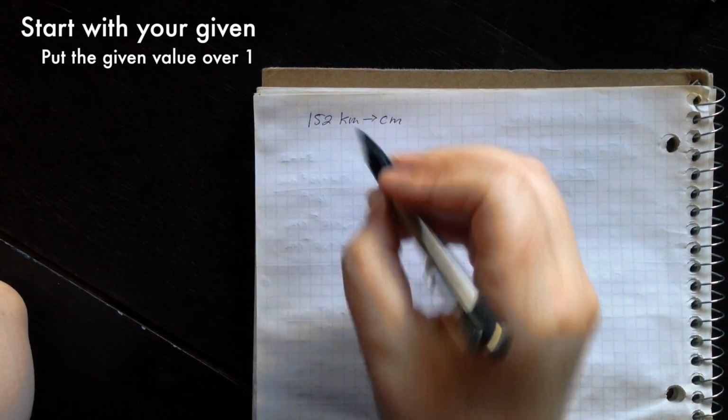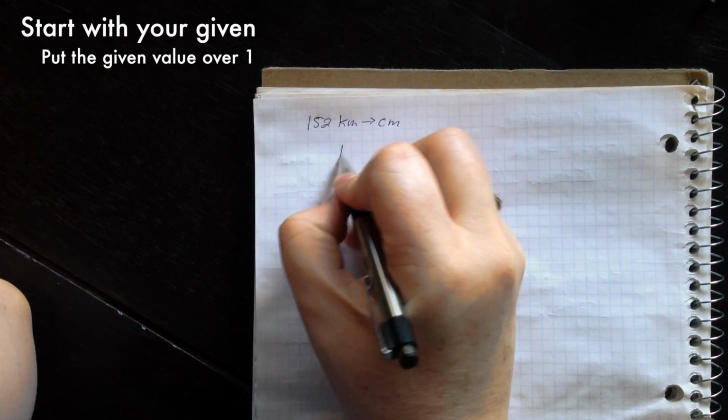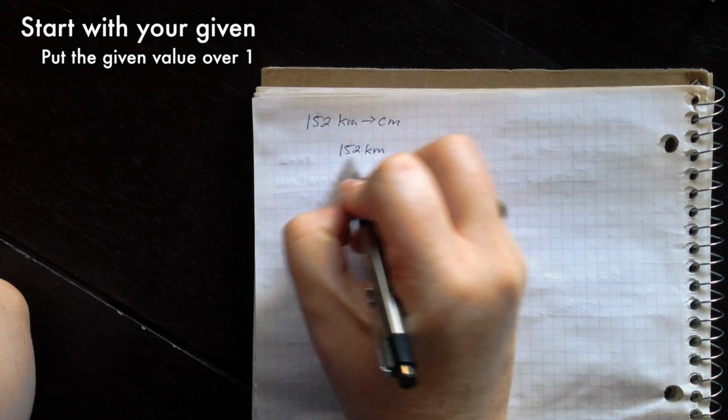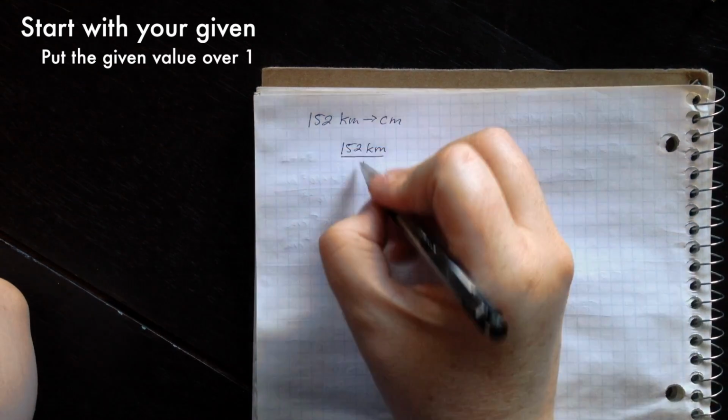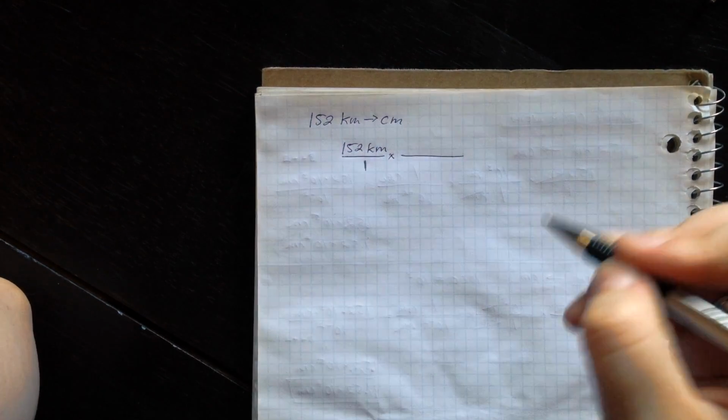When I convert, I want to start with my given. My given is 152 kilometers. And we always put the given over 1 so that we can have a clear numerator and denominator.